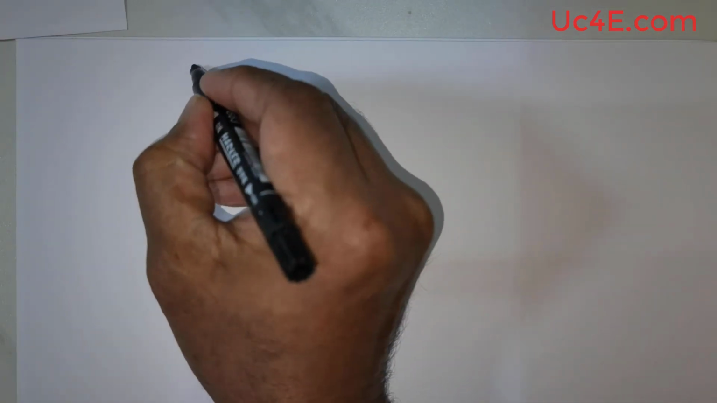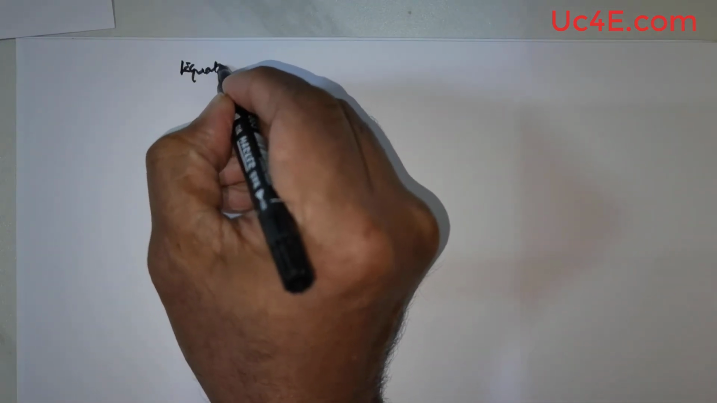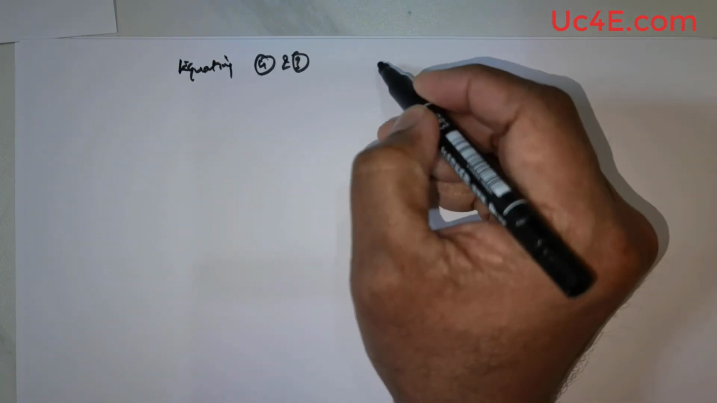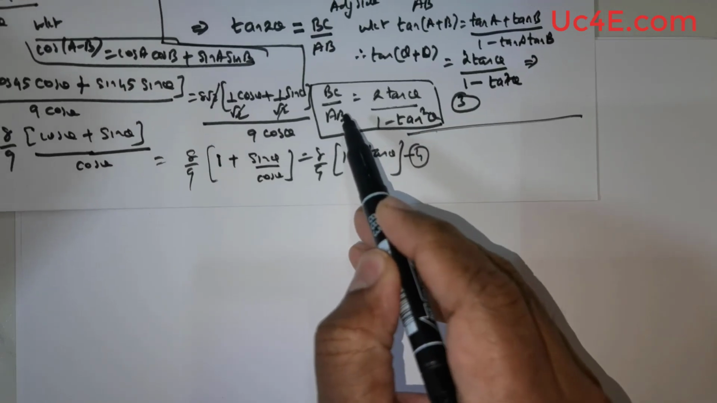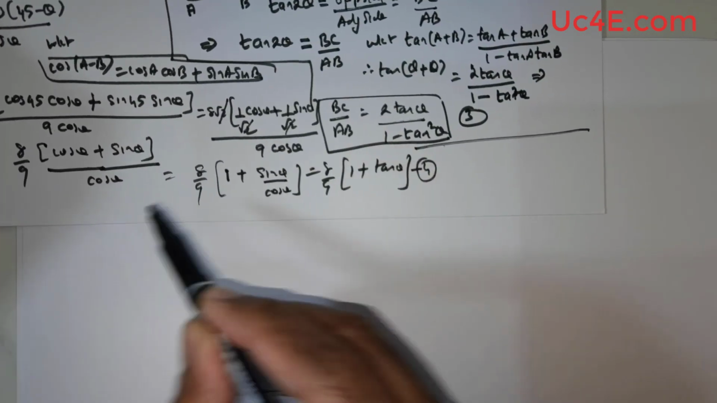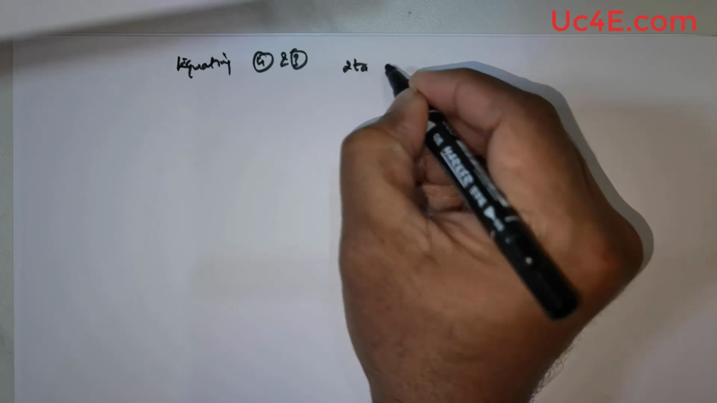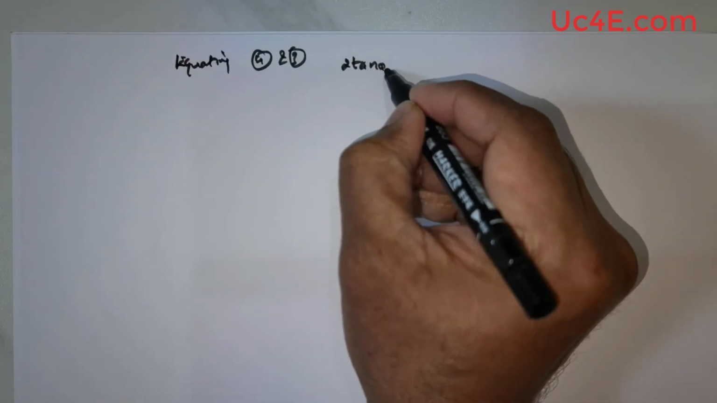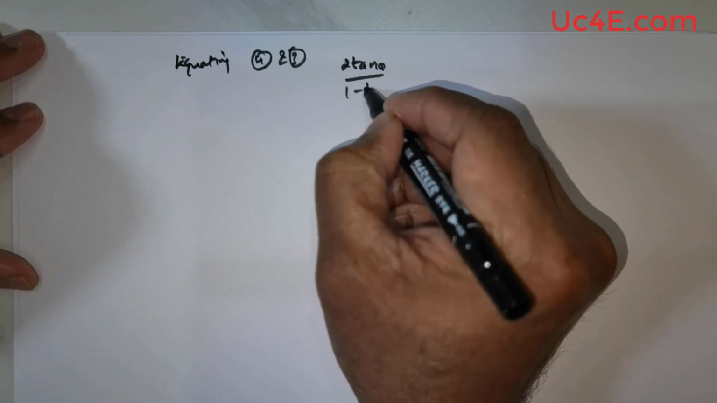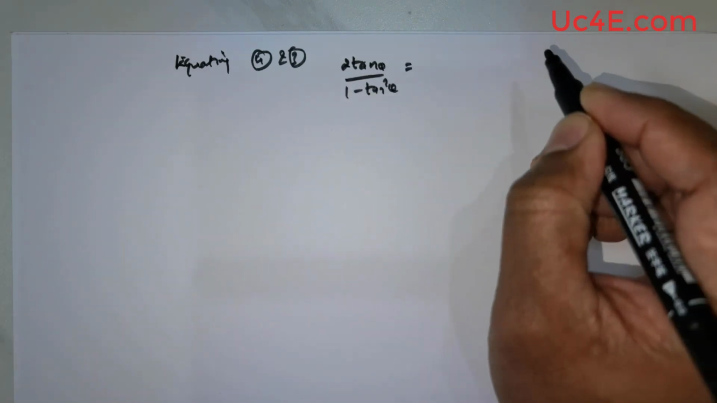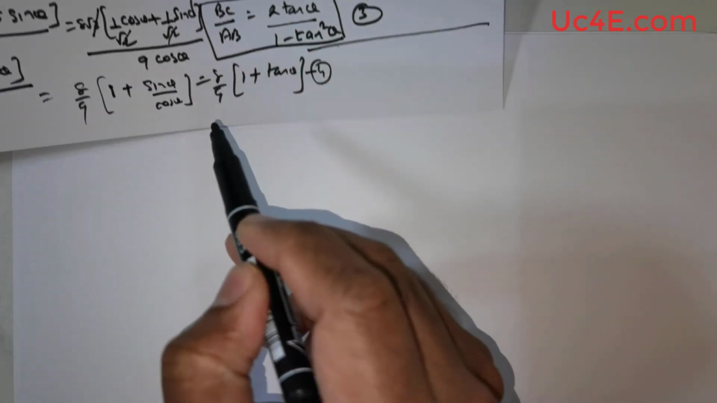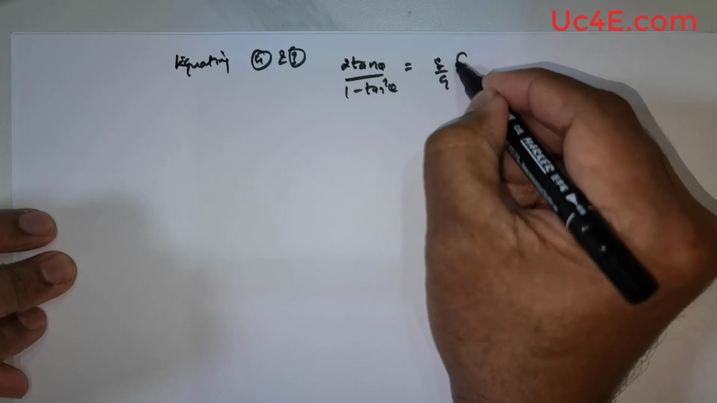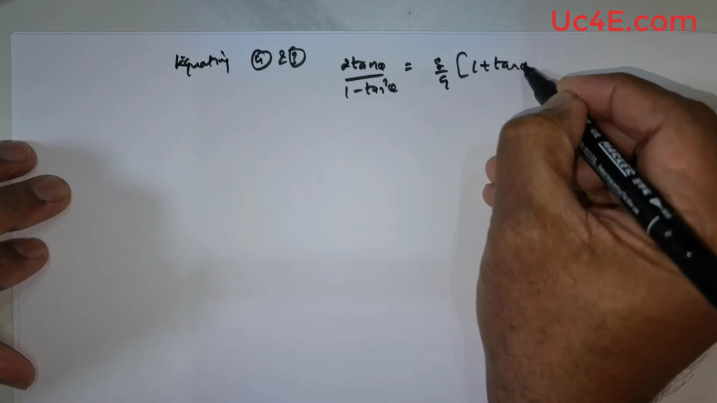So I'm writing it down here, equating 3 and 4. So what do you have here? In 3, BC over AB is 2 times tan theta over 1 minus tan squared theta, which is equal to 8 over 9 of 1 plus tan theta. 8 over 9 of 1 plus tan theta.